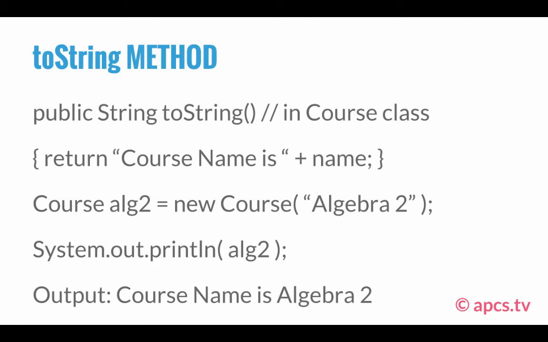Next time when we say Course ALG2 equals new Course("Algebra 2"), after we define that, when we print out System.out.println(ALG2), it automatically invokes the toString method, which returns "Course name is Algebra 2." That string is then returned, and that is what is printed out. So as you can see, the output will be "Course name is Algebra 2."